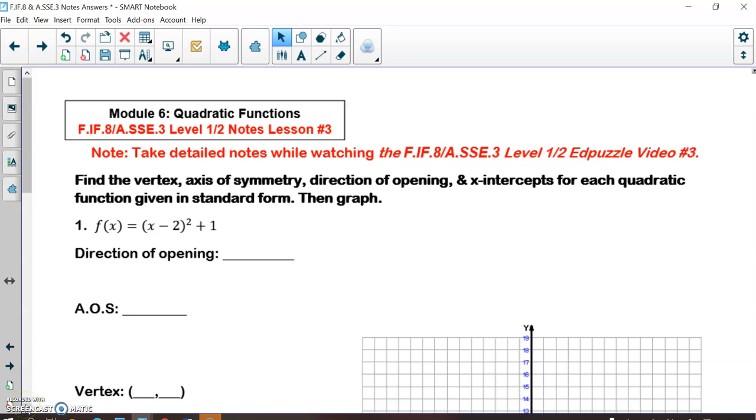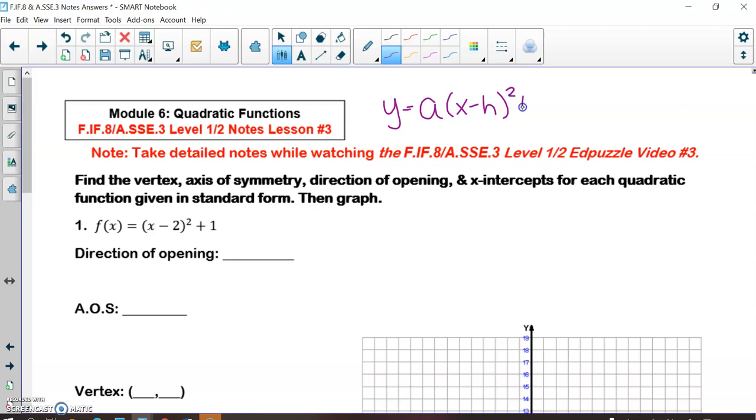All right, so now we're doing the same thing, but this time our quadratic equation is going to be given in vertex form. Now, vertex form is in the form of y is equal to a times (x minus h) squared plus k, where your h and k values are your vertex. Now, we need to be careful with the h value.